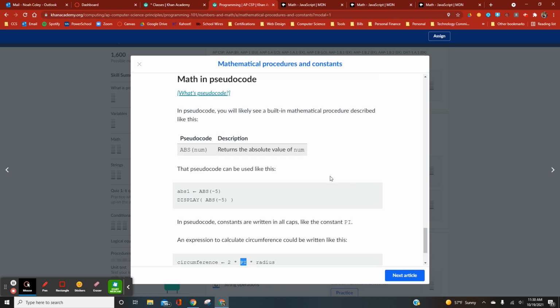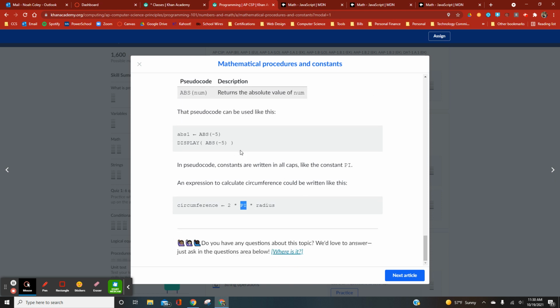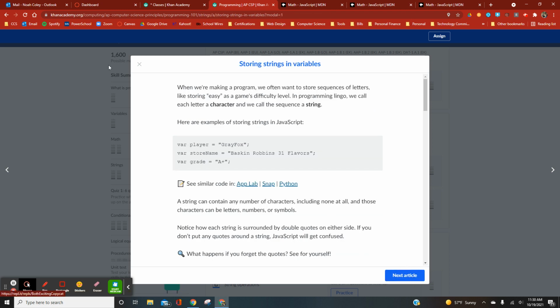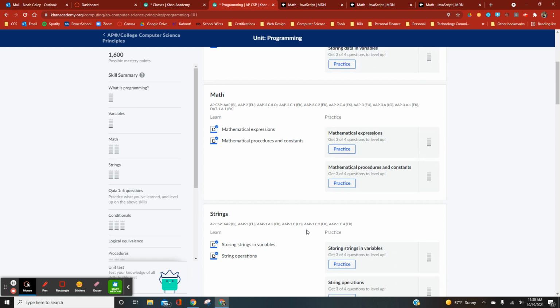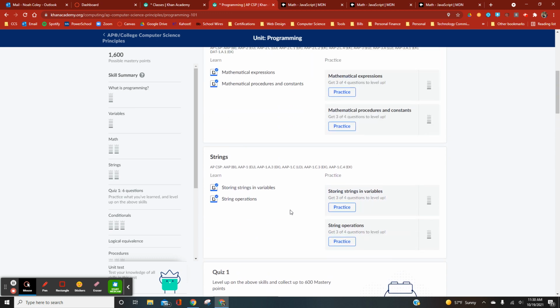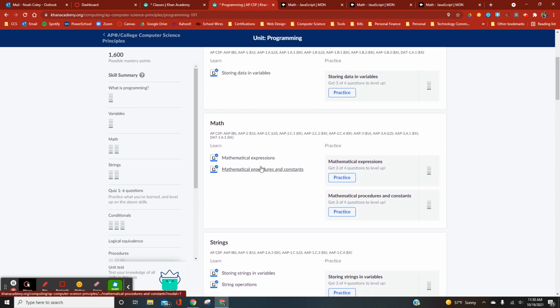Pseudocode can get a little bit confusing. You just look for the commonalities, and that's good. Okay, that's it for this lesson. I didn't want to get into strings, I'm going to make its own video. So that is mathematical expressions, procedures, and constants.